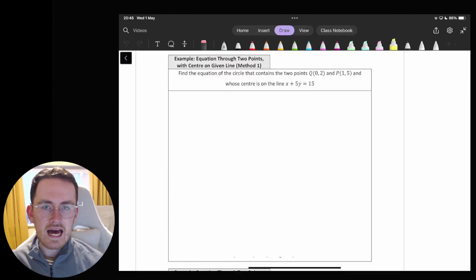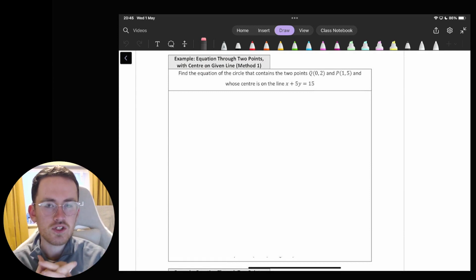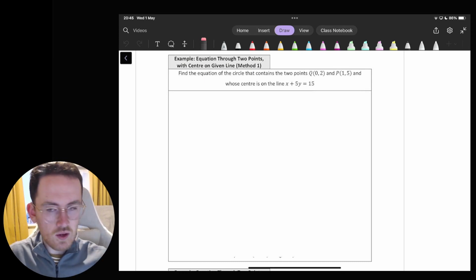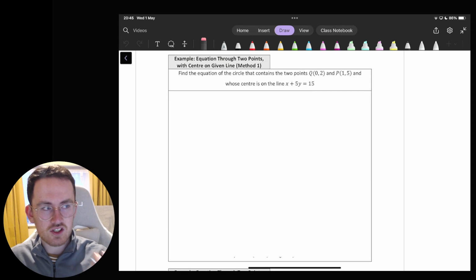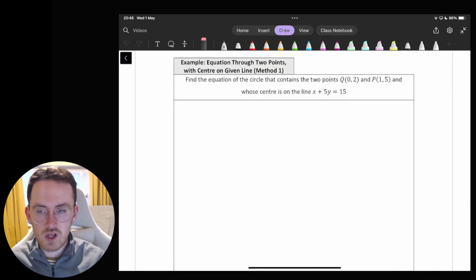Okay, so we're going to look at the next type, or nearly the last type, of this sort of question for finding the equation of a circle, which is finding the equation through 2 points where we're maybe given a line on which the centre lies. And again, we've two ways of looking at this. We can look at it geometrically, and we can look at it algebraically. So we've our two different approaches that we can take, and as with the other ones, we're going to look at both options here.